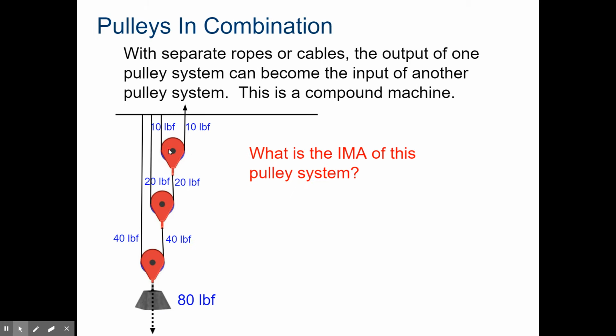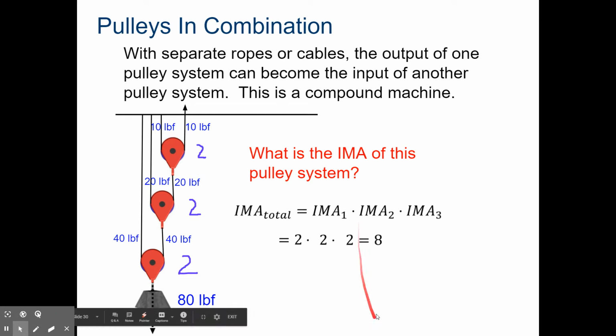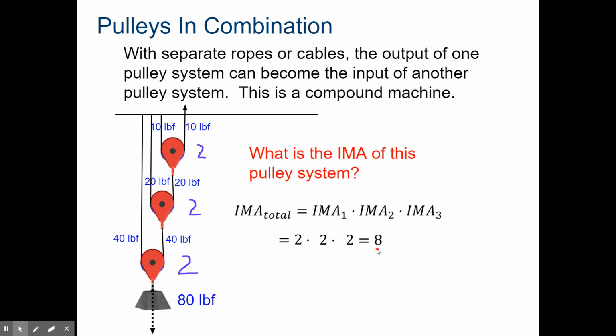All right, so this pulley is a single movable pulley. What did we say about the IMA of that? 2. Okay, IMA is 2. Think of it on its own. Single movable pulley, IMA is 2. Third one, single movable pulley, IMA is 2. For the system then, we are going to multiply those three together. 2 times 2 times 2 is 8. The IMA of that system of pulleys in combination with separate ropes or cables is 8.